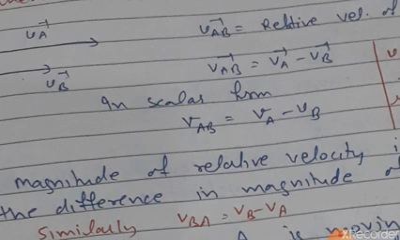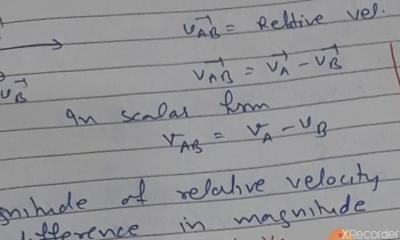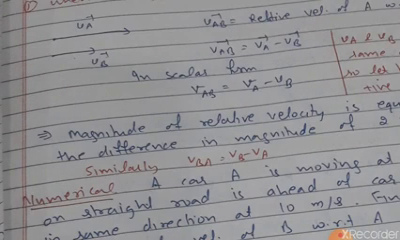So relative velocity is equal to the difference in the magnitude of two velocities when both objects are moving parallel to each other. That is written in this formula, that magnitude of relative velocity of A with respect to B is equal to VA minus VB. Similarly, we can write VBA, velocity of B with respect to A, is equal to VB minus VA.